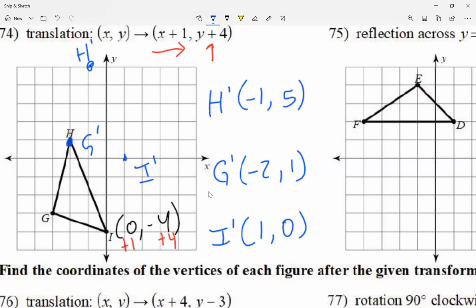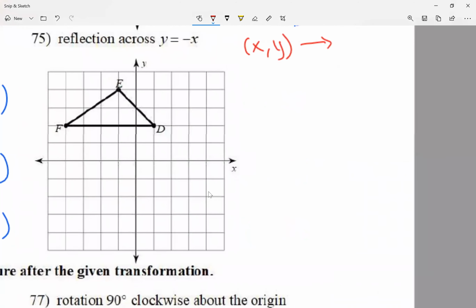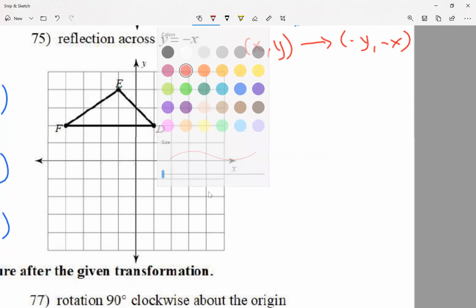Now for reflection, I can use the formulas. I can use our notes. Y equals -x is one of our special cases. According to our notes, x, y. And when I say notes, I'm talking about question 51. Reflection across y equals -x. It says x, y become -y, -x. So I can do it using our notes.